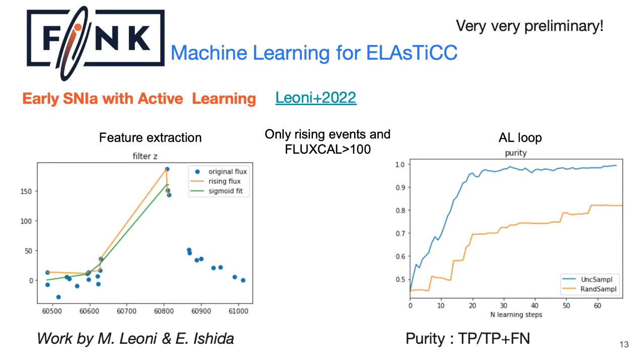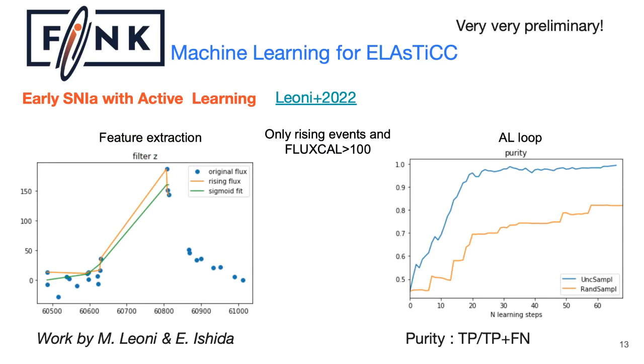This is a classifier that we have right now in production with CTF that is finding early type 1a supernovae with active learning. The idea is the following. We want to find rising events, basically, things that are rising and look like type 1a supernovae. We do some type of feature extraction that you can see here on the left: for each filter's observations, we fit a sigmoid and try to see if this object is rising. We make a cut to only get these rising objects.